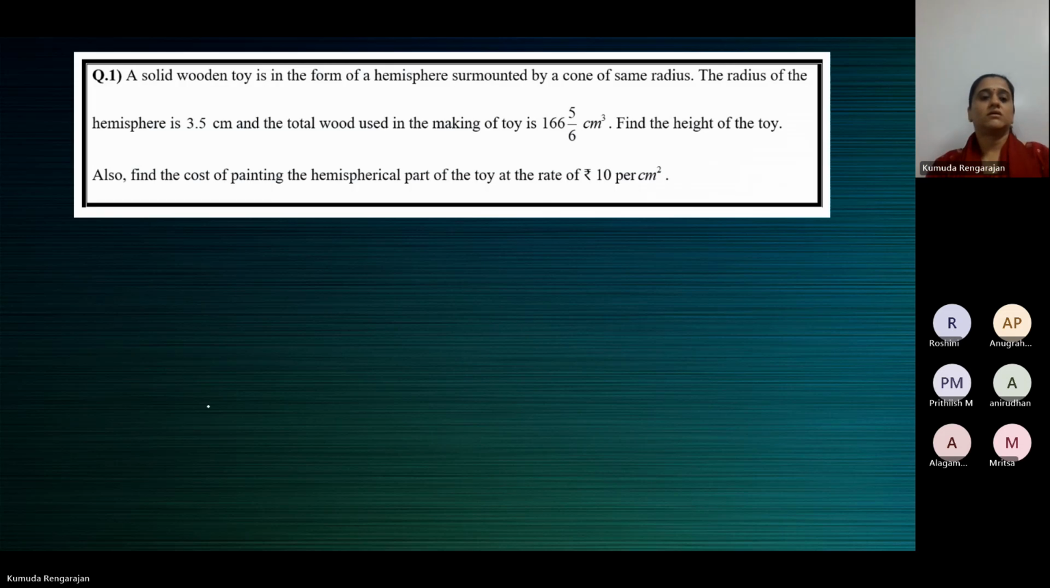Yeah, nothing much. I'll come back to the formula in case you've forgotten something. I'll get started with this. Look at this question. A solid wooden toy. A solid. So this year you will see combination of solids.